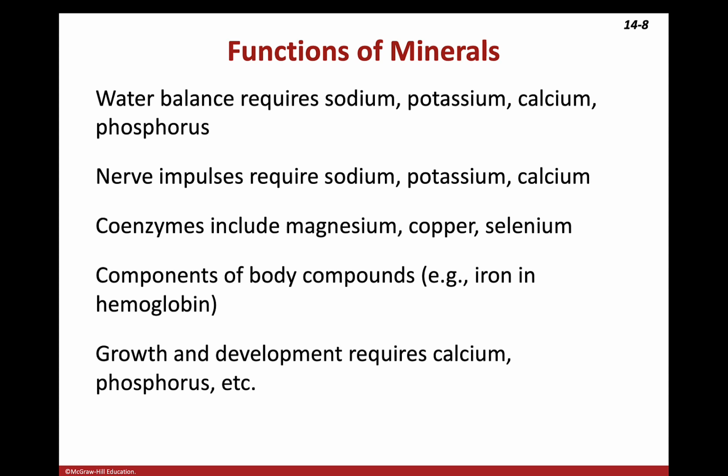Now, when we look at the various functions of minerals, for water balance, we already know that sodium plays a big role, but other minerals that play a role in water balance include potassium, calcium, and phosphorus. Nerve impulses are going to require sodium, potassium, and calcium. Coenzymes include magnesium, copper, and selenium. For components of body compounds, probably the best example we have is iron, which is found in hemoglobin. And when we talk about growth and development, those require calcium, phosphorus, and so on.